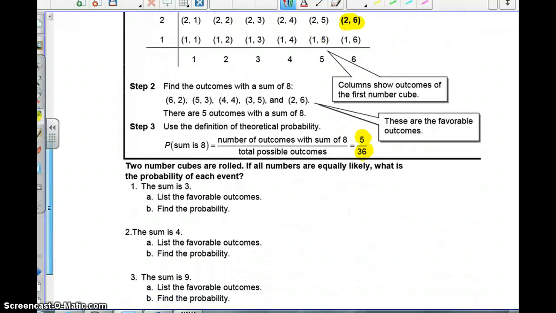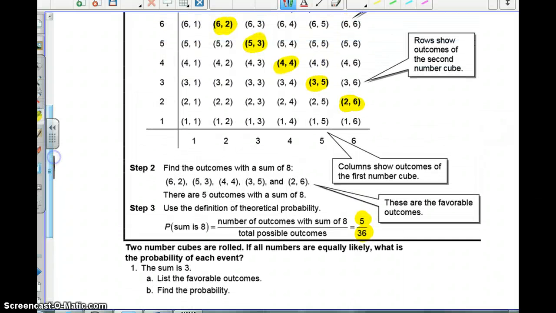So the question says two number cubes are rolled. If all numbers on the cubes are equally likely, what is the probability of each event? The sum is 3. So you want to look at the sample space. We're going to get rid of the sum is 8 up here. And let's go through and find all the ways that the sum could be 3. It could be 2 and 1, or it could be 1 and 2. So where it says list the favorable outcomes, 1 and 2, 2 and 1. Find the probability. There are 2 out of 36, which is 1/18.